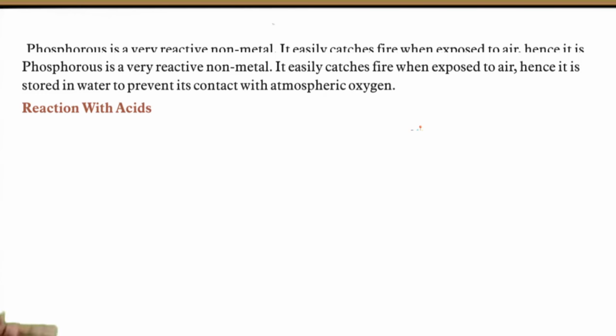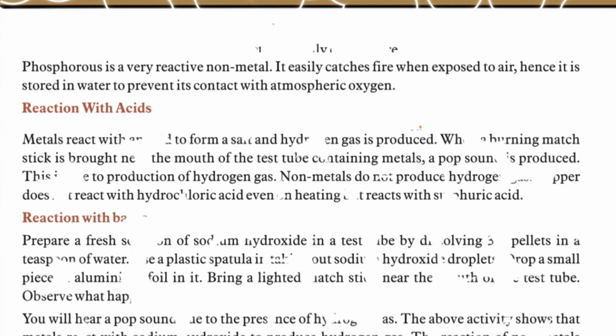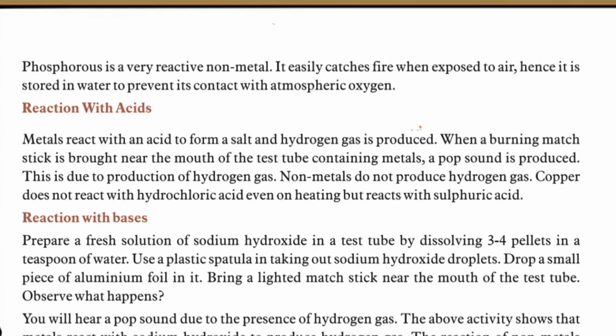Now, let's see the next, that is reaction with acids. Metals react with an acid to form a salt and hydrogen gas is produced. When a burning matchstick is brought near the mouth of the test tube containing metals, a pop sound is produced. This is due to the production of hydrogen gas. Non-metals do not produce hydrogen gas. Copper does not react with hydrochloric acid even on heating, but reacts with sulfuric acid.